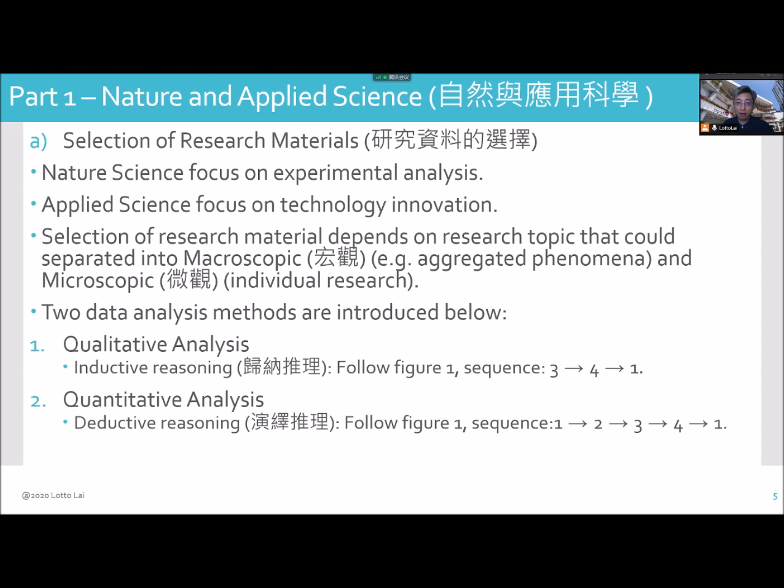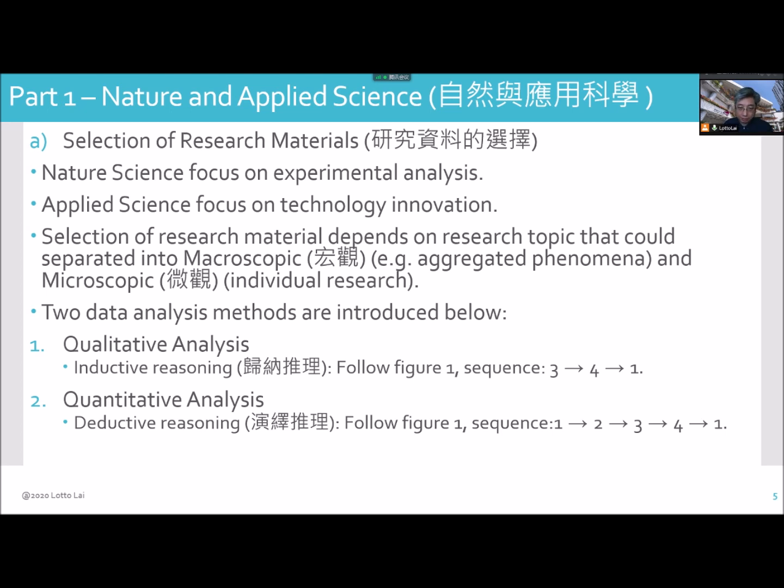In the selection of research material, natural science will focus on experimental analysis. Applied science focuses on technology innovation. And the selection of research methods or material depends on the research topic, which could be separated into macroscopic or microscopic.